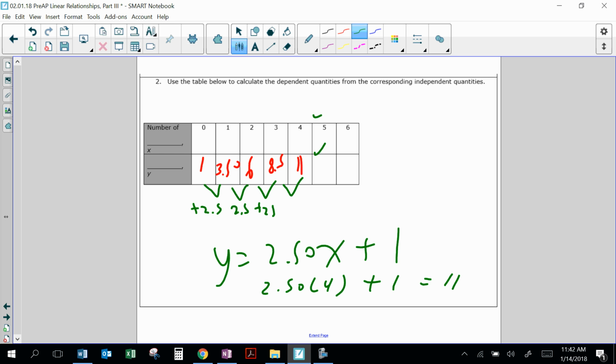Could you create a story problem from this? Well, let's say, oh, Lucy Liu sent me a check for $1 because she wanted me to go to McDonald's and buy myself a McChicken sandwich. Every month after that, she sends me $2.50. So how much money will I have after X number of months? And that's my story.